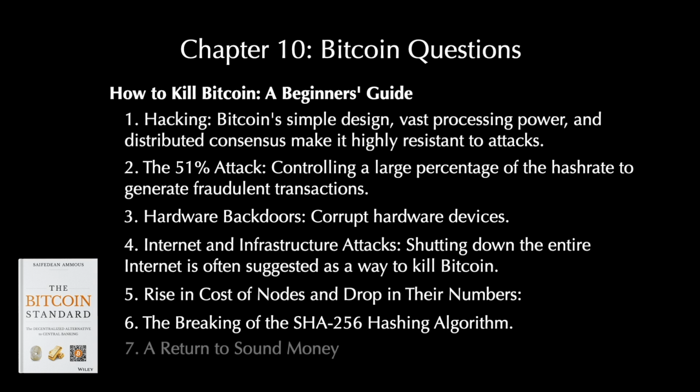Number 7, a return to sound money. If the world's banking and monetary systems were replaced with a gold standard, demand for Bitcoin might decrease. However, this is highly unlikely, as such concepts are unfamiliar to most politicians and voters worldwide. The creation of a new form of sound money superior to Bitcoin could also threaten it, but Bitcoin's unique, decentralized design makes this highly unlikely. While there are several potential threats to Bitcoin, its design and the economic incentives surrounding it make it highly resilient.